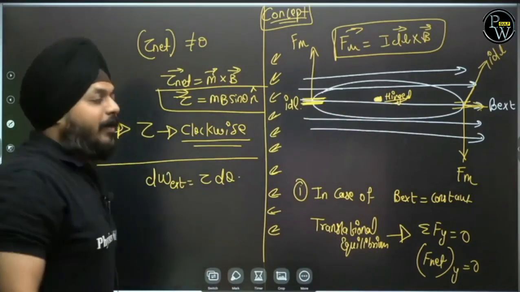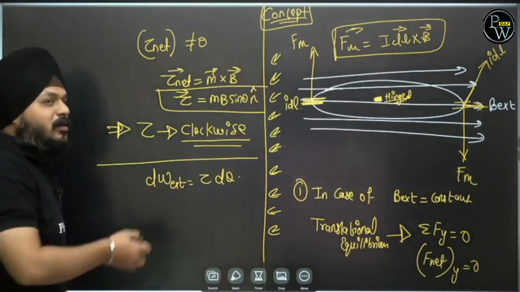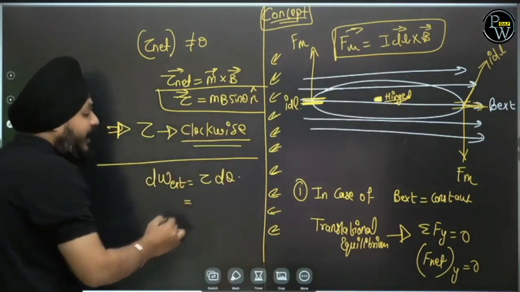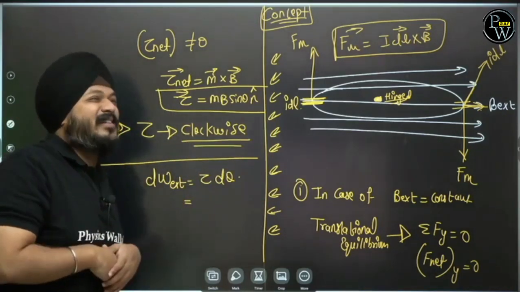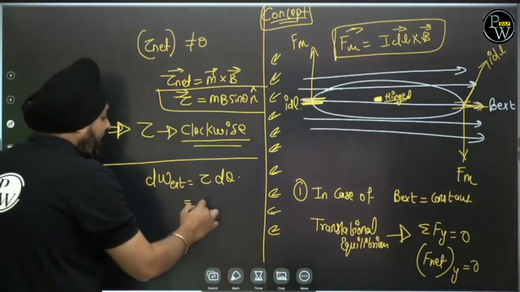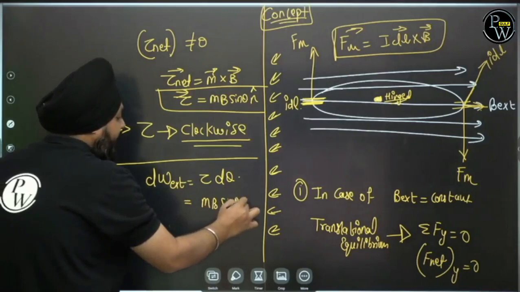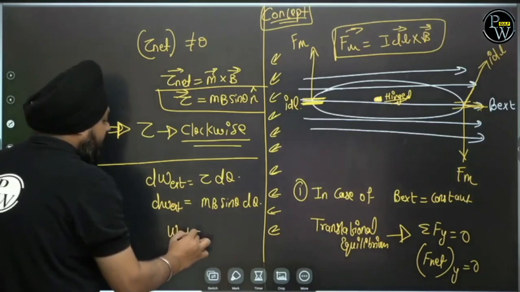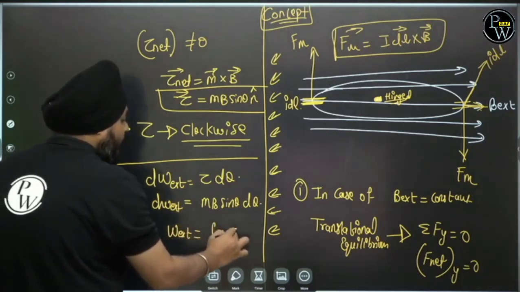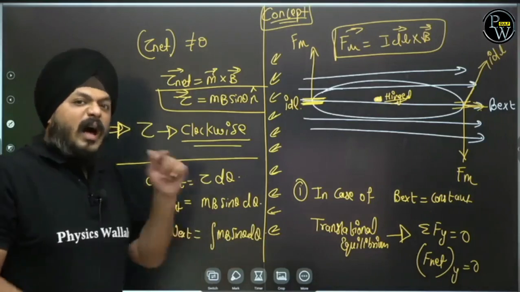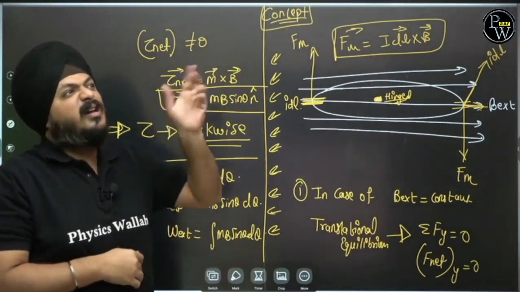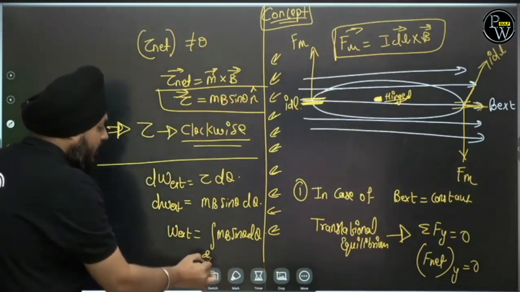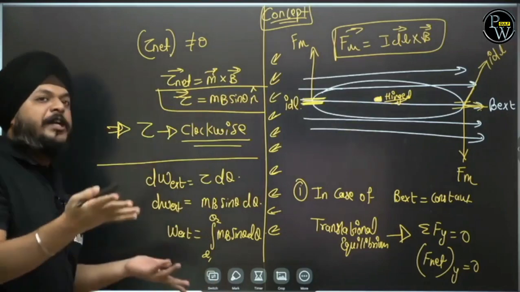So for that, I have given the task to the external agent to do the work against the torque to stop the rotation. The external agent told me, I have to do integration, sir. I said, MB sine of theta d theta. So by doing the integration, he got MB sine of theta d theta. Now the external agent asked me, sir, from which angle to which angle? I told him, stop this rotation from theta 1 to theta 2.